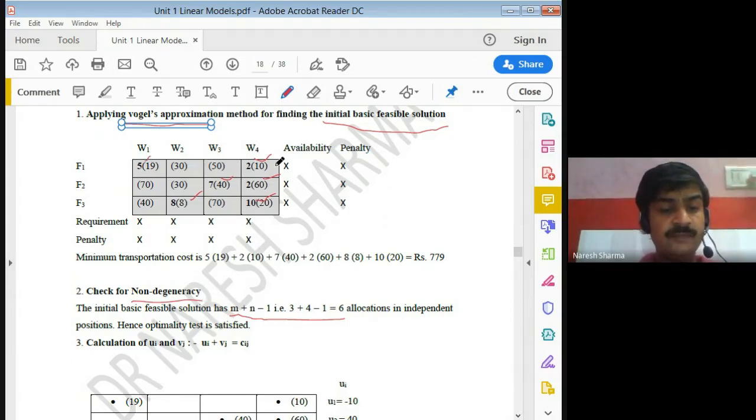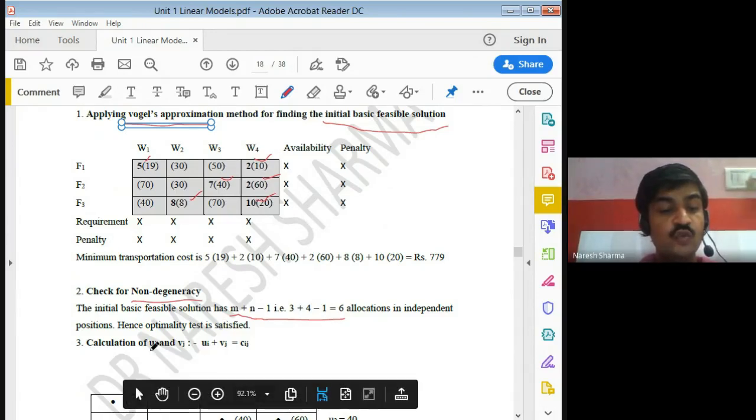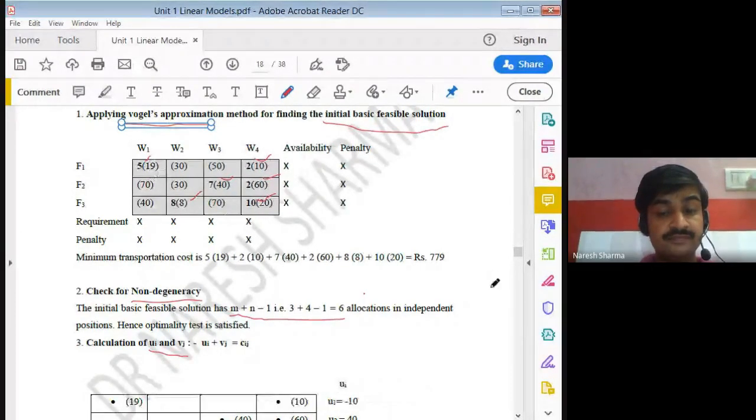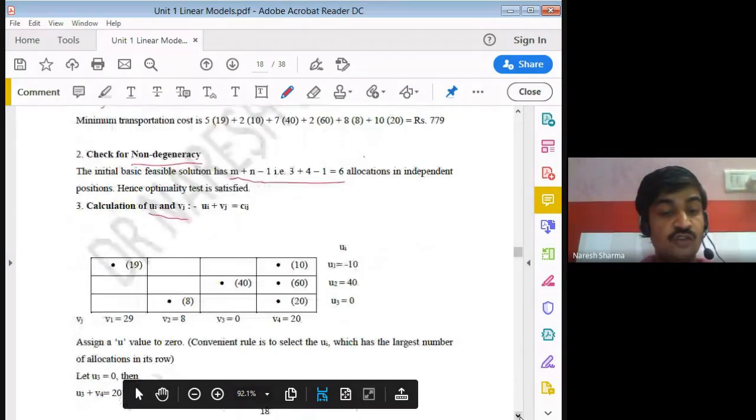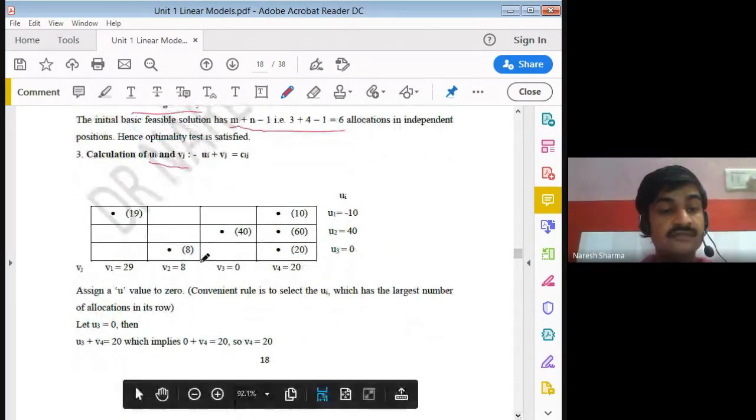So after this, we calculate ui and vj in such a way that u plus v is equal to cij, and this we do for the basic cells only, or basic variables only. Basic variables means these allocation points. So we make a new table and write the cost of these cells only, at these locations only, like this. These are the allocated cells.